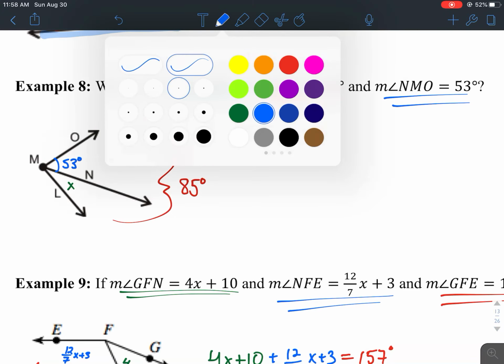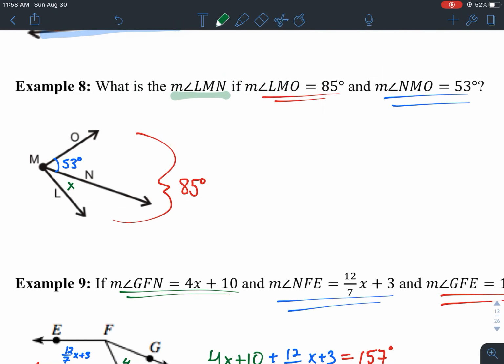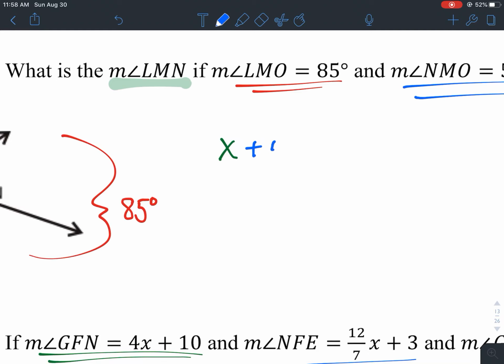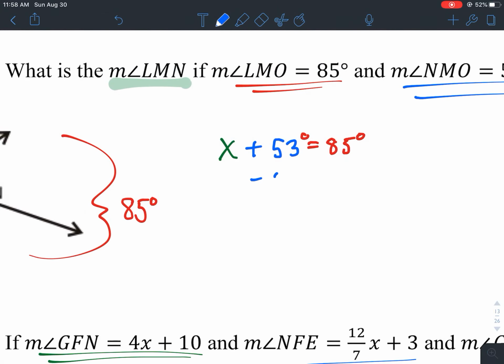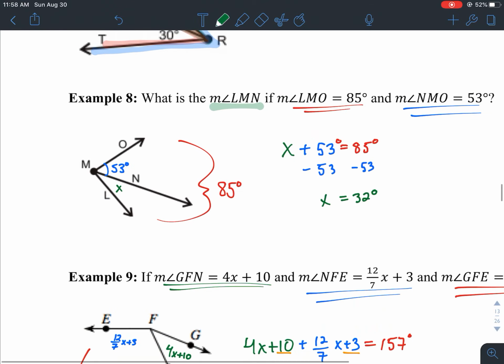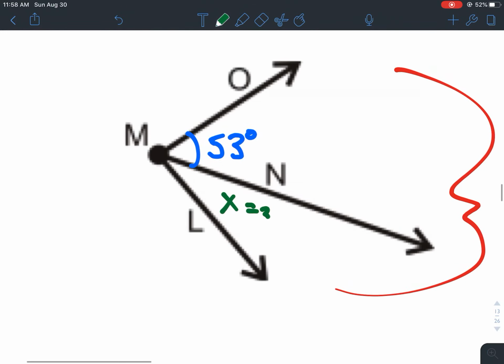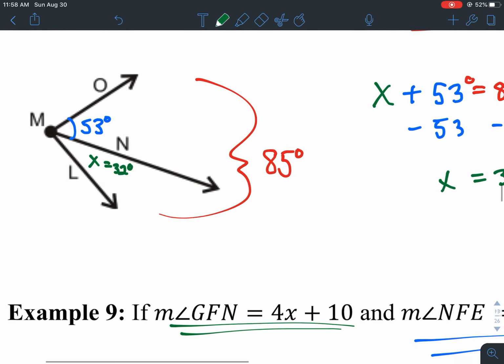So you could use algebra to figure this out. We can say X, which we don't know, plus 53, which is one of the small chunks, is equal to the big chunk, or the whole thing, which is given to us, 85. So using a little bit of algebra, we can figure this out. If I subtract 53 from both sides, then I know the measurement of LMN is 32 degrees. So this has to be 32, so that both the small angles add up to 85.